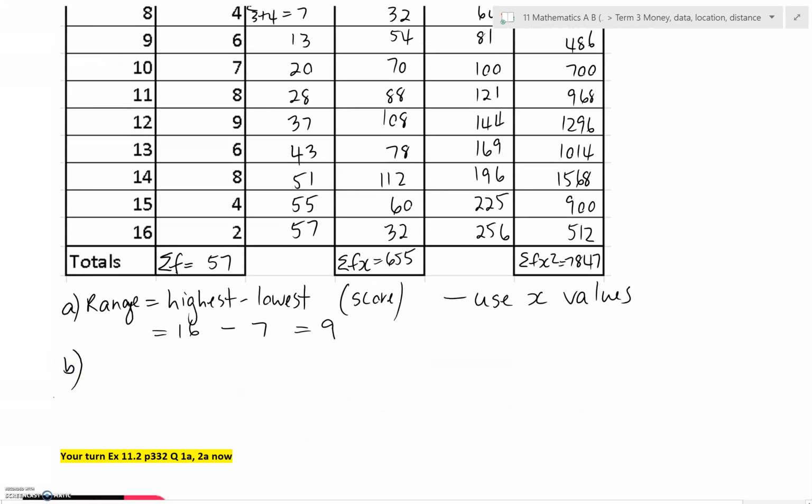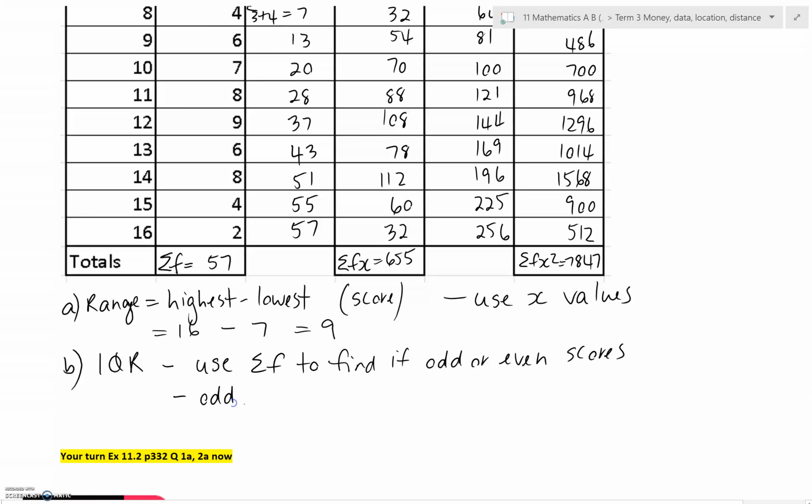B asks us to find the interquartile range. So the interquartile range, we are going to use the sum of f column to find out if we have odd or even scores, because that's a total of all of the frequencies or the number of scores that we've got. Now we've got an odd number, because we've got 57. See that? That's what we're using here. So we're going to use the n plus 1 over 4 score to find Q1. That's going to equal Q1.